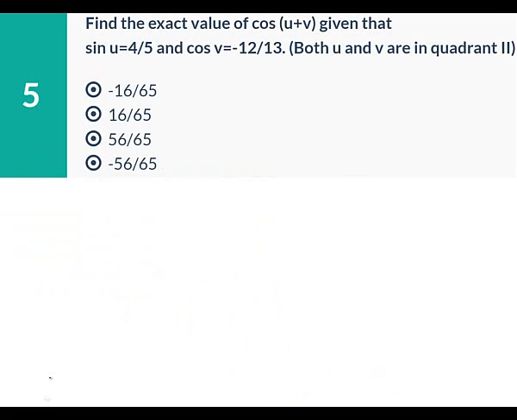Okay. It looks like a sine, cosine, cosine, sine again. It gives us the sine, it gives us the cosine, it tells us they're both in quadrant 2. This is the thing where I have to draw the triangles. Okay, so I'm going to draw my U triangle and my V triangle. I'm going to fill out the triangles first before I do anything else.